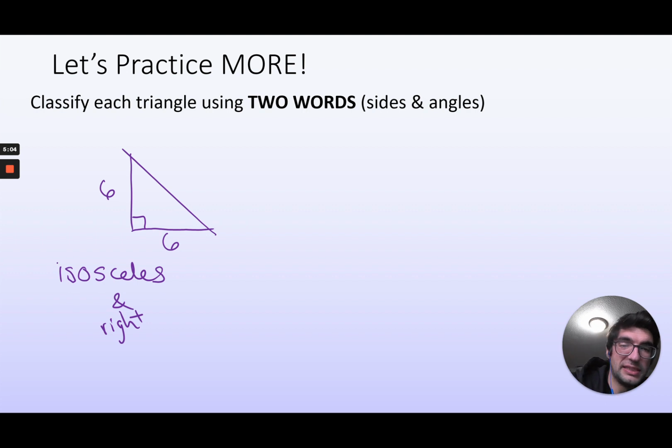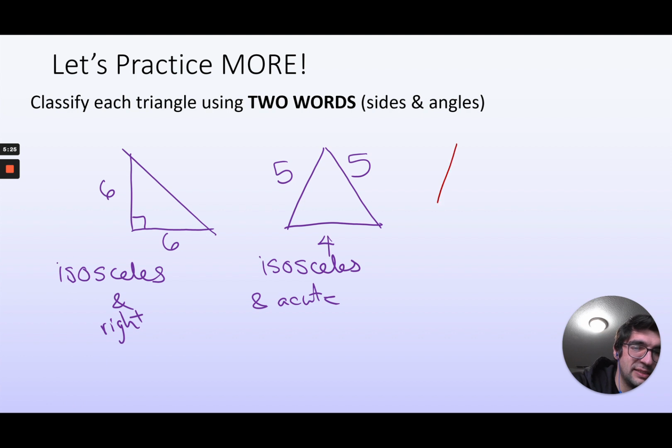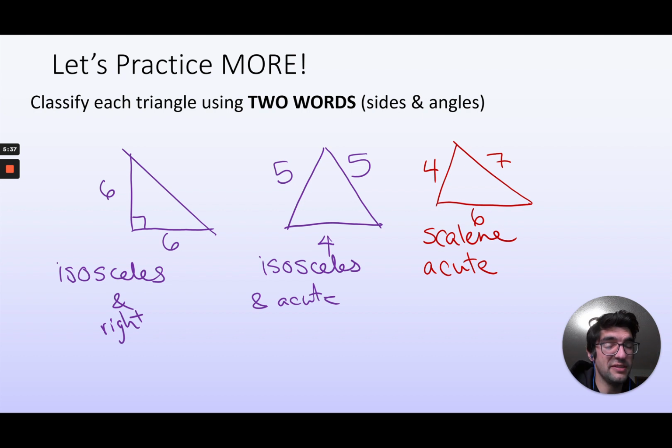Could I do something like this? 5 and 5 and 4. This one's actually also isosceles, but this one's also acute because all the angles are less than 90. Okay, what if I do something like here's a 4, here's a 6, here's a 7. This one is scalene, all the sides are different, and acute, angles less than 90.